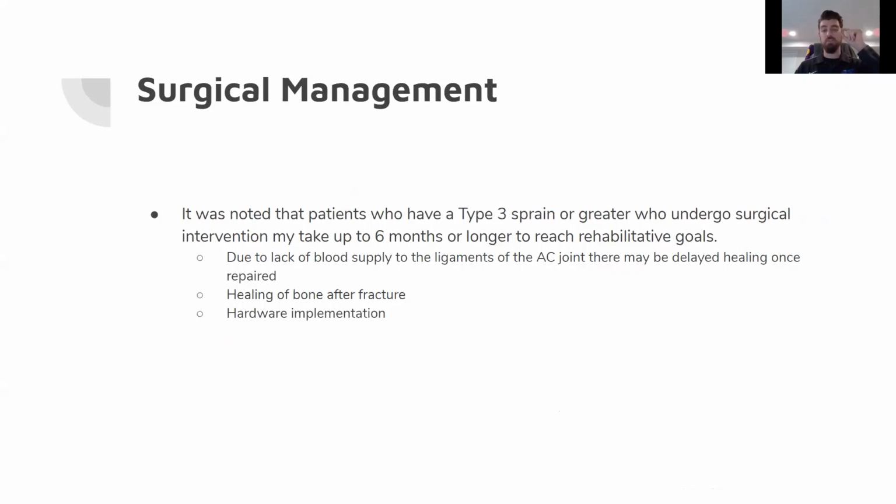So regarding surgical management, it was noted that patients who have a type 3 sprain or greater will undergo surgical intervention and may take up to 6 months or longer to reach rehabilitative goals. Due to a lack of blood supply to the ligaments of the AC joint, that may delay healing. Healing of bone fractures takes at least 4 to 6 weeks. If it's more displaced or the fractures have different angles or different sides, it may take longer. And then hardware implementation to fix those fractures all takes a long time. And you're not usually allowed to start rehab until the doctor gives the all clear, which may be 6 weeks.